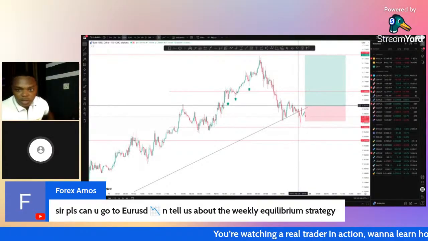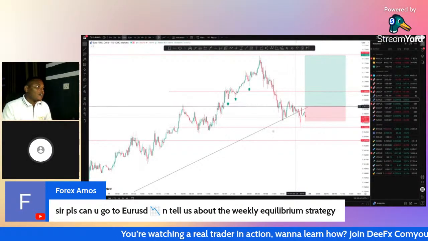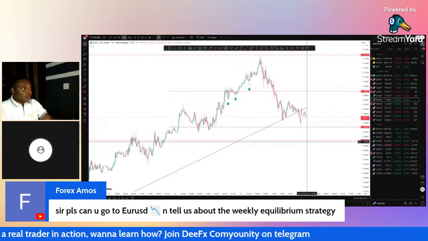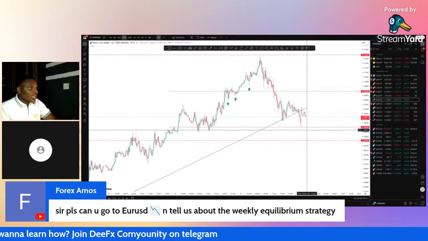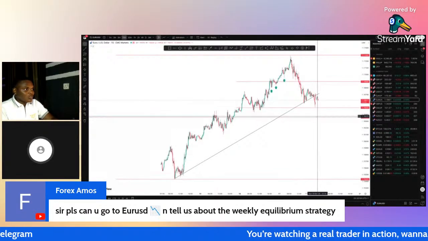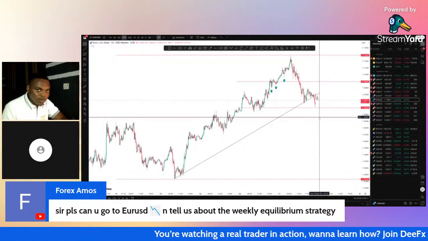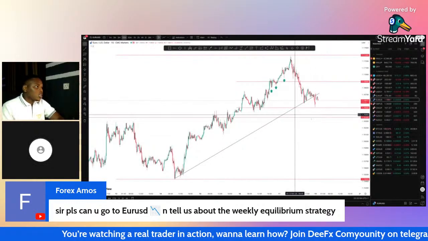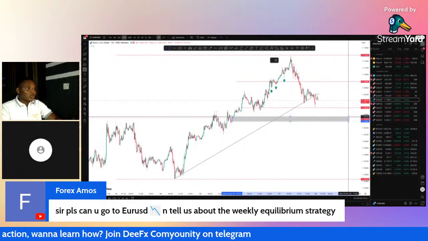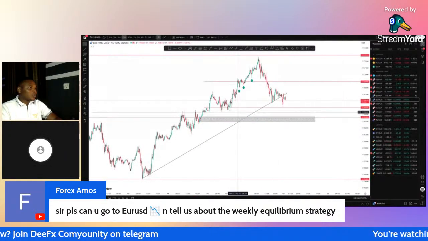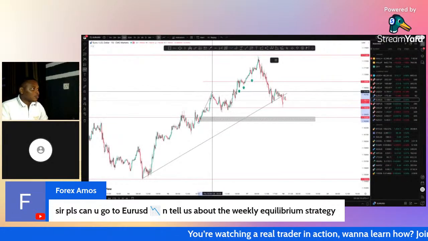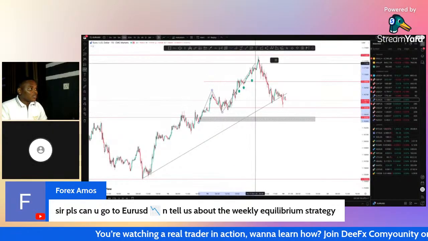But if the break of this trend line doesn't happen, then I don't have any business with Euro USD until it breaks below the previous day low and comes into the equilibrium of the previous week. Because this line here is the weekly equilibrium, the equilibrium of the previous week. So we could see Euro USD pick up from around this particular point, because it is forming the ABC pattern in a sense. If you look at it carefully, you would see the ABC pattern formed right there.